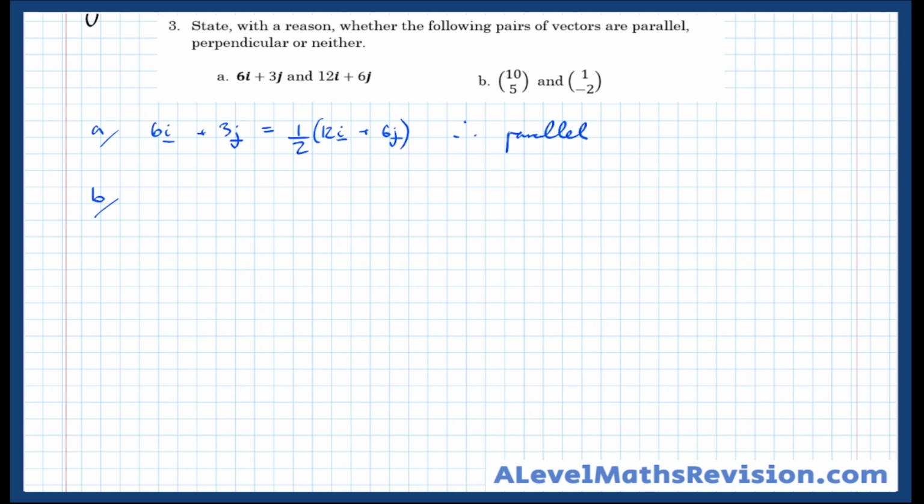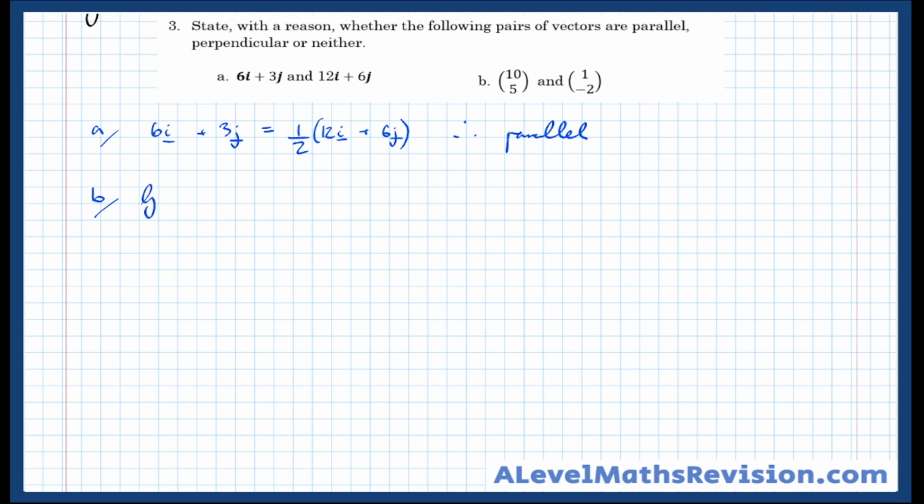Part B. So let's try and spot if one's a multiple of the other. So to get from 10 to 1, I divide by 10. So if they're parallel, if I divide this by 10, I should get that number as well, which I don't, so they're not parallel. It's not a multiple of 10, 5. So let's now try and check the perpendicular, i.e. whether their gradients multiply together to get -1.